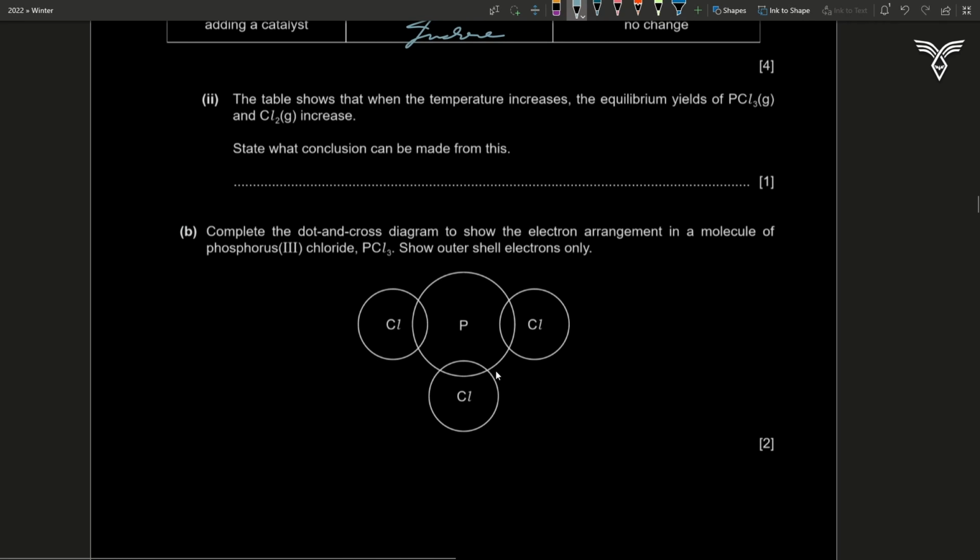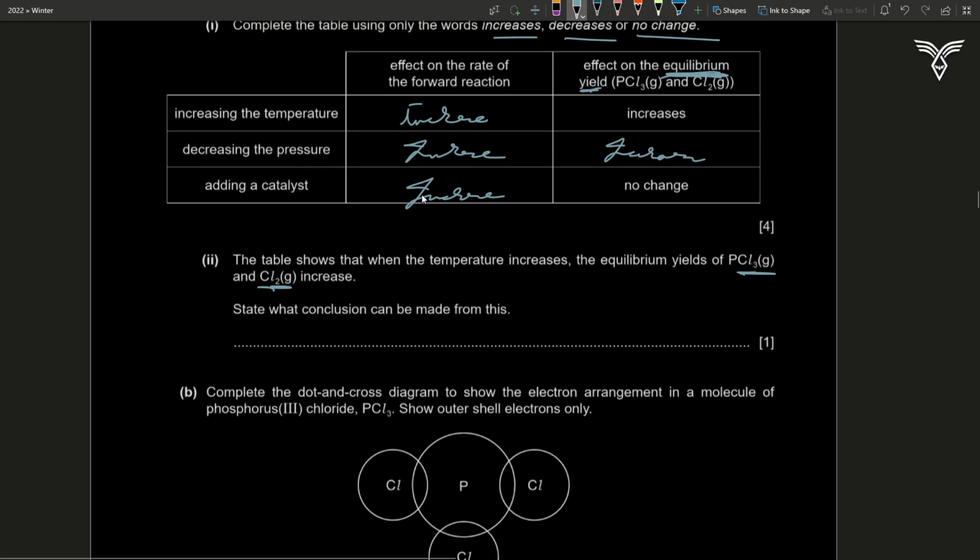Part 2: the table shows that when the temperature increases the yield of PCl3 and Cl2 increases. State what conclusion can be made from this.